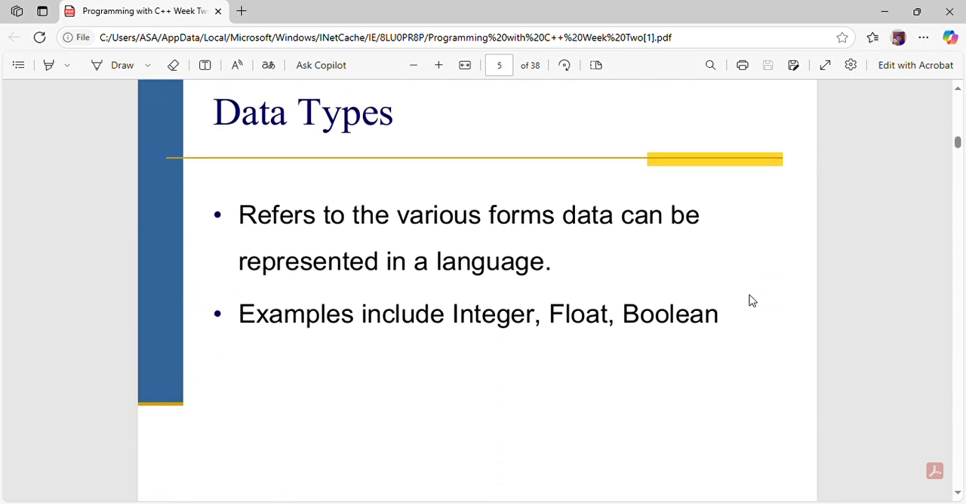What are data types? Data types refers to the various forms of data in which the language can exist. It is basically talking about the various ways or forms in which data can be represented in the C++ language. Examples include the integer, the float, and then boolean.